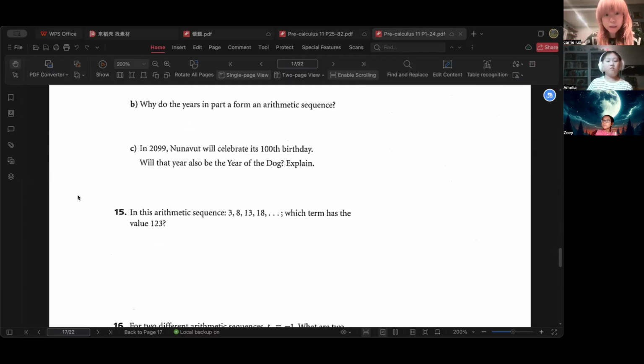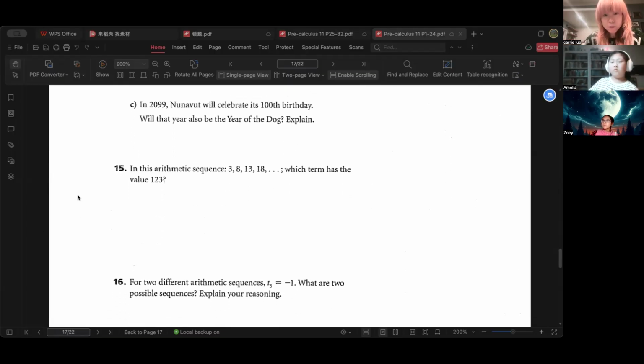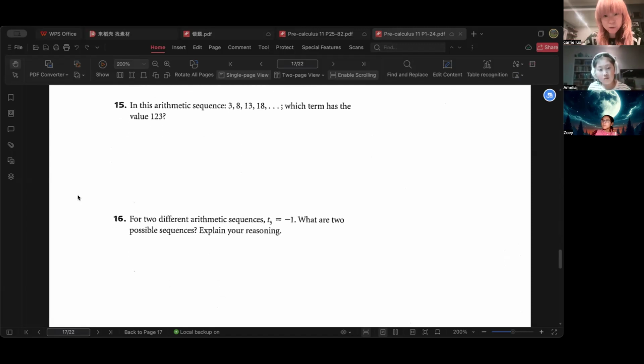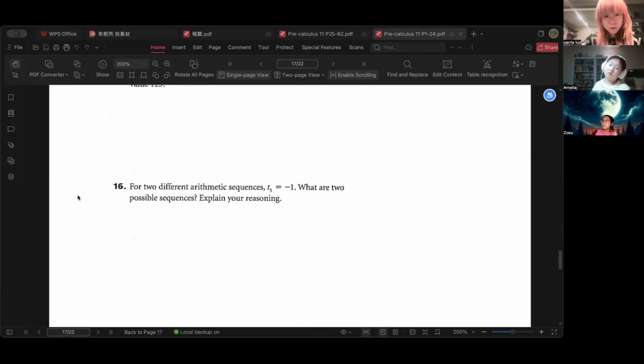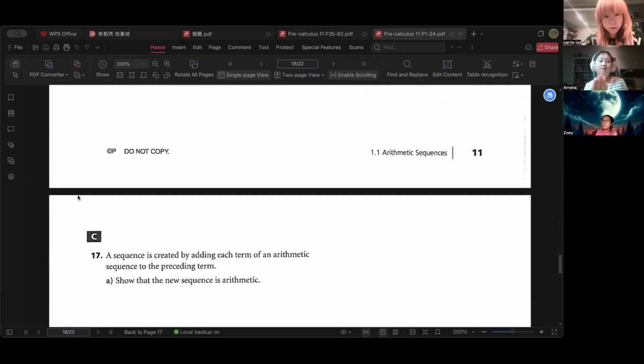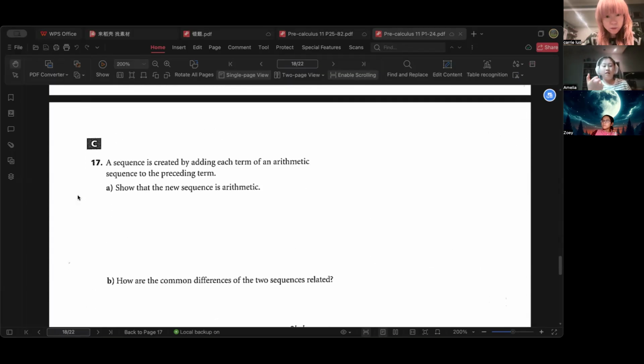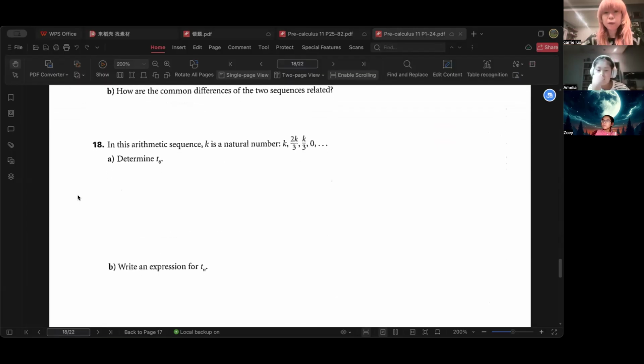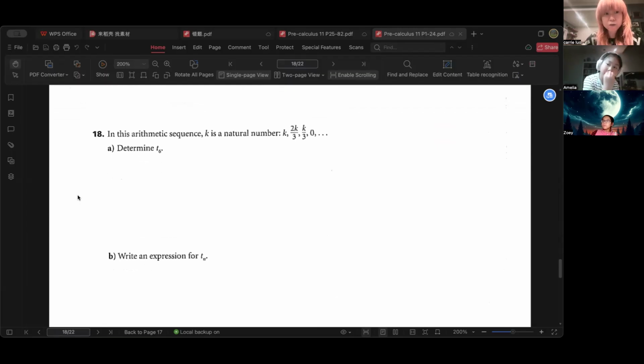So let's take a look at the last question. In the arithmetic sequence 3, 8, 13, 18, which term has a value of 123? So this one, we don't do it. For the two different arithmetic sequences, T5, what are the two possible sequences? This one, we don't do it. Okay, let's take a look at number 18. I need you to take a look at this one.